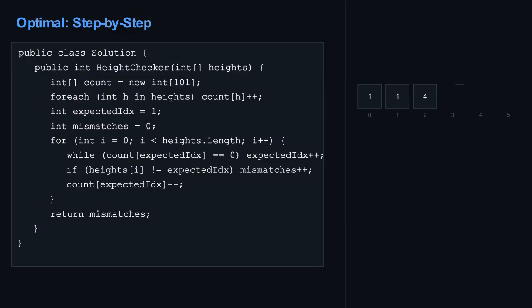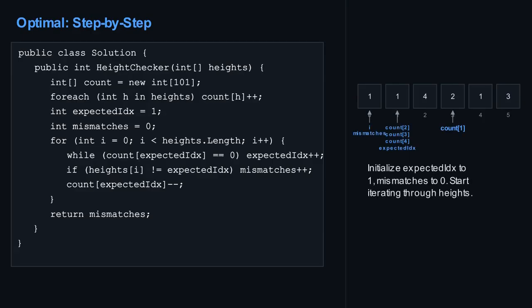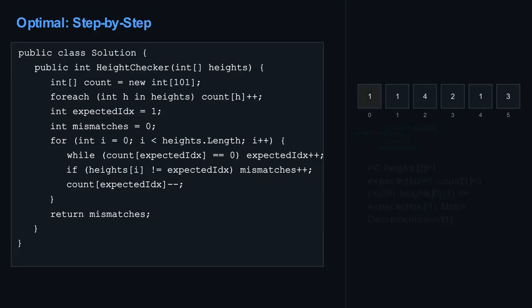Let's trace this with heights 1, 1, 4, 2, 1, 3. First, we build our counts array. We'll have three 1s, one 2, one 3, and one 4. All other counts are 0. Now we iterate through the original heights. At index 0, height is 1. Our expected height starts at 1. counts[1] is 3, so we expect a 1. Current height is 1, which matches. We decrement counts[1].